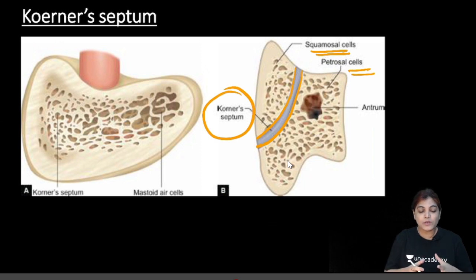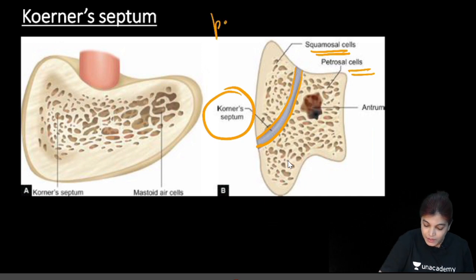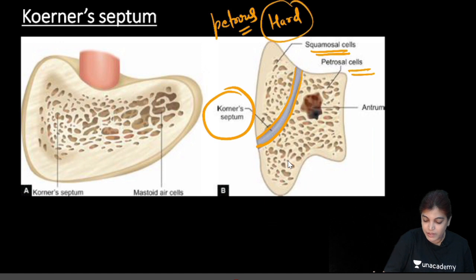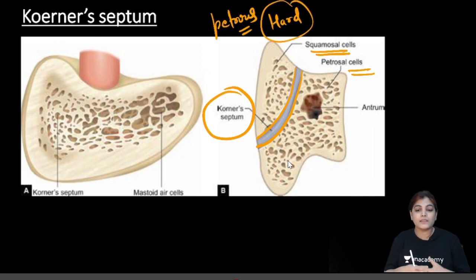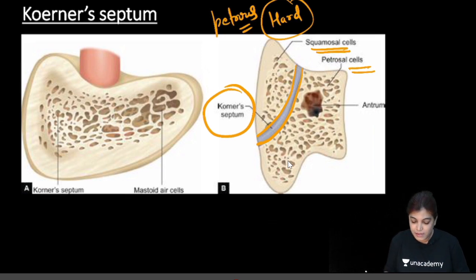In the temporal bone, we have two parts. One is the petrous part, which is very hard. The meaning of the word petrous is a very hard structure. The other is the squamous part of the mastoid bone. That junction is called the coronal septum. So we have approached the answer, and the basic points I just want to write.